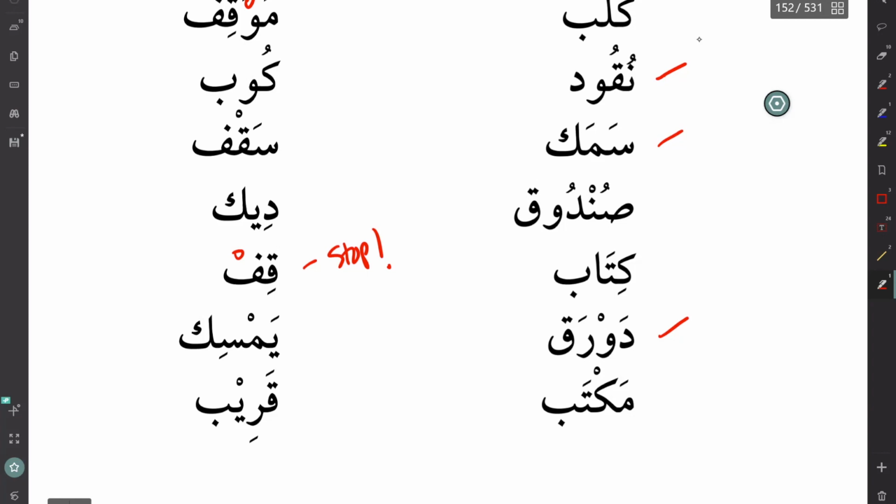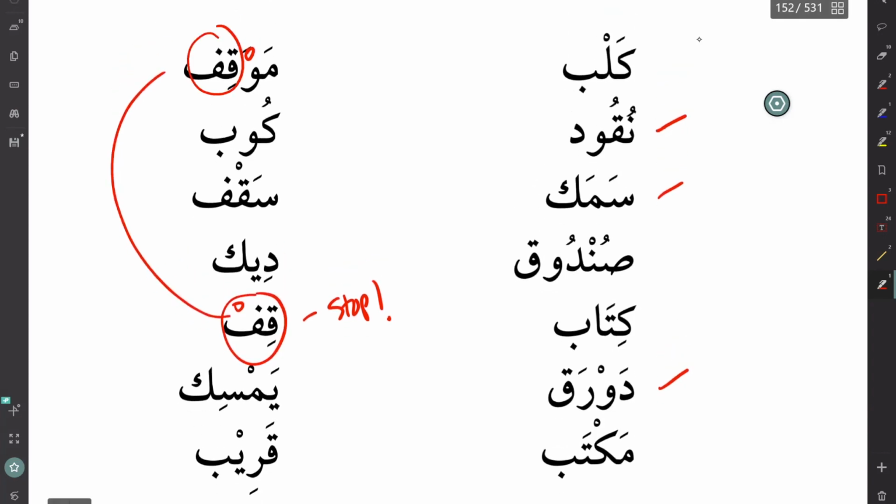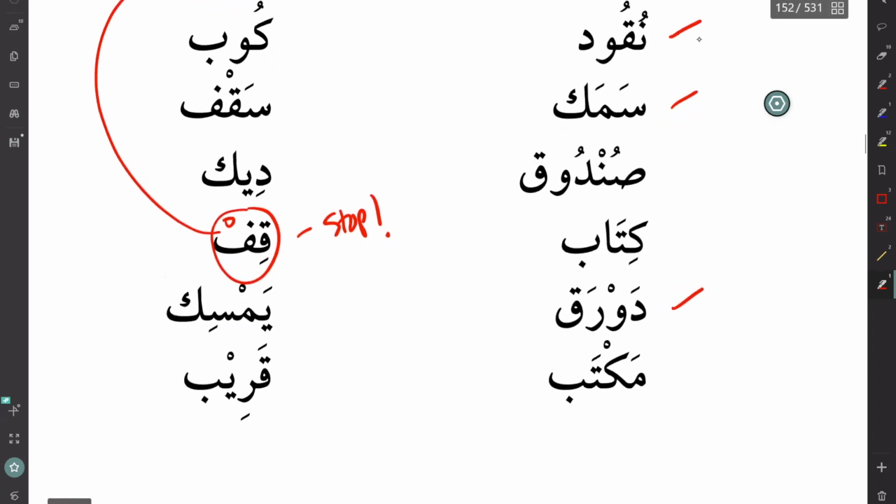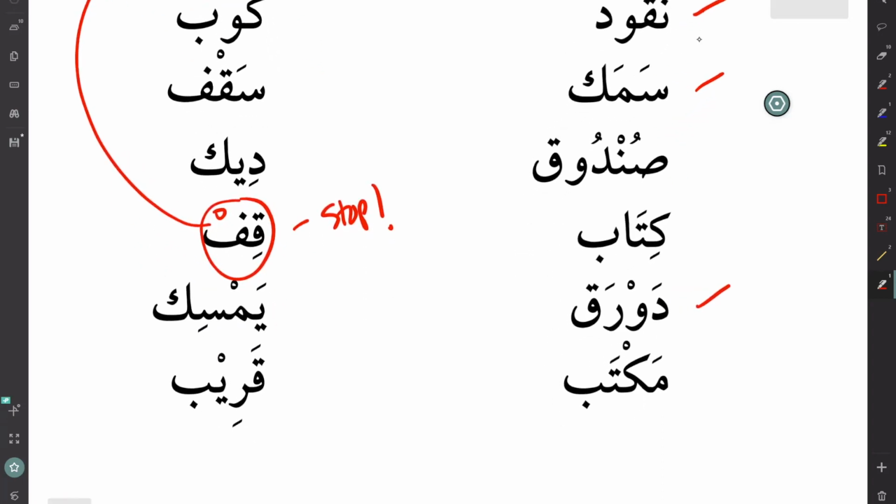And you can see these two words have similarities, right? Mawqif and qif. Both of them have to do with stop. Here it means the place where you stop, and here it is a command verb asking you to stop, right?